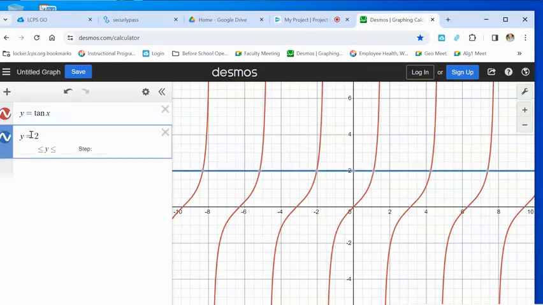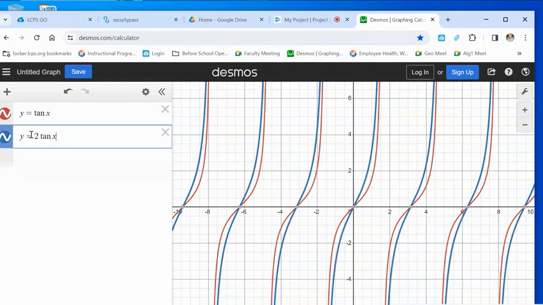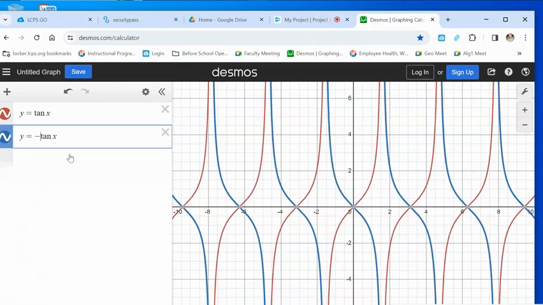If I do 2 tan of x, what this is doing is it's making it steeper, right? So the vertical dilation of the graph is going to be controlled by that a sitting out in front of the tangent. In this case, I put 2. Likewise, if we made that a negative, it's going to reflect it about the x-axis. So when you're doing these problems, you do want to have in your head that when you're tangent and it's positive, it's going to look like this red one.